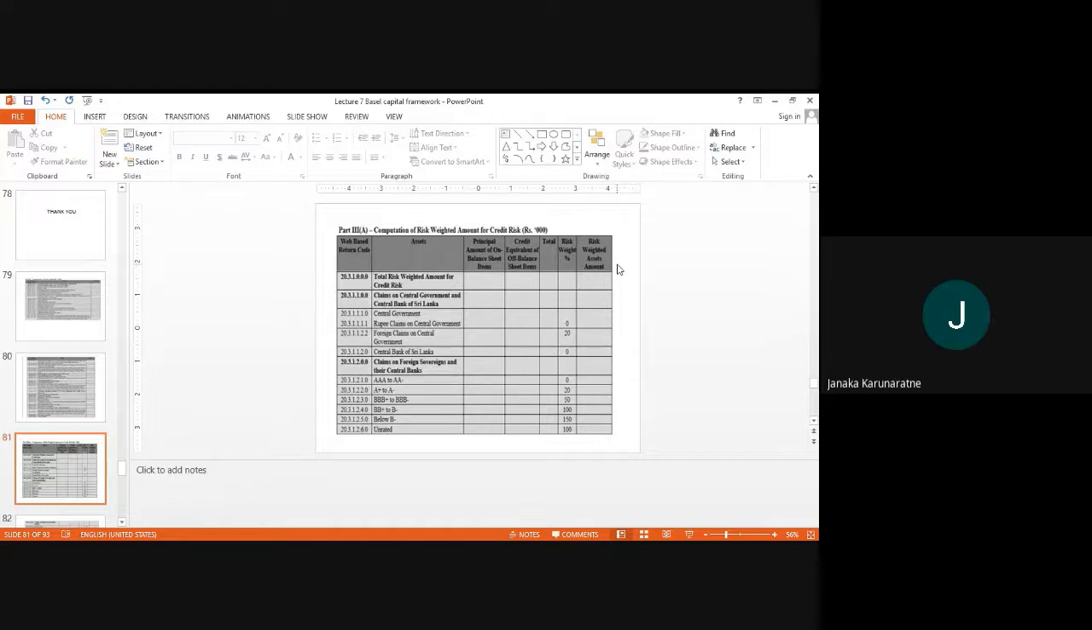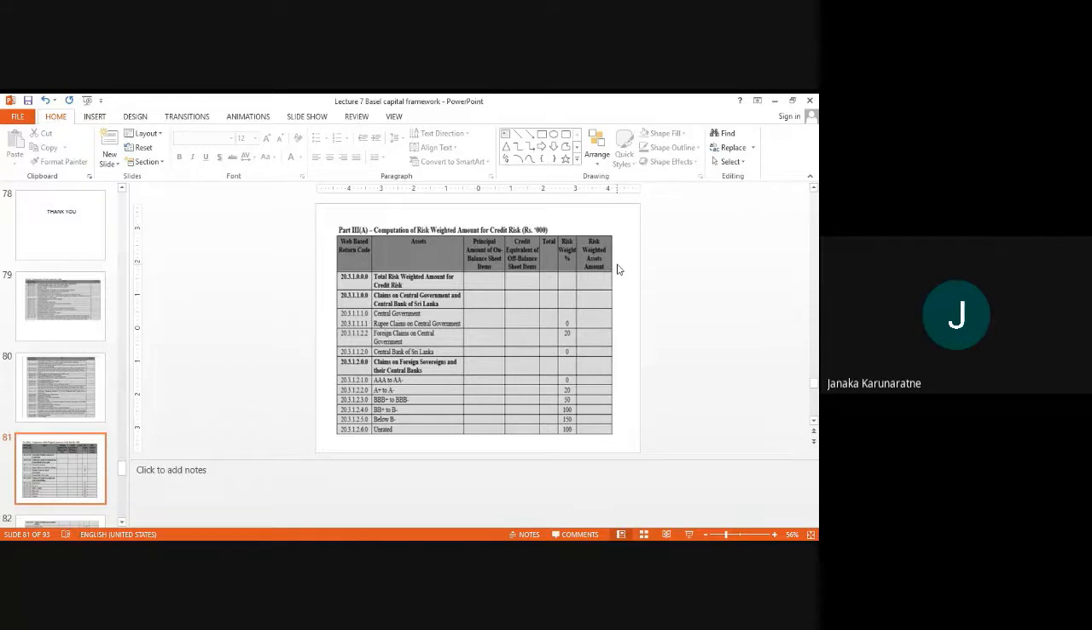Credit risk is 0 means risk-weighted asset is 0. Because how do you get the risk-weighted asset? It is the exposure multiplied by the risk weight. So exposure, let's say 500 million. 0 into 500 million is 0, on which you need to maintain the relevant capital 0. Okay. So similarly, foreign claims 20%, central government and Central Bank of Sri Lanka 0%.